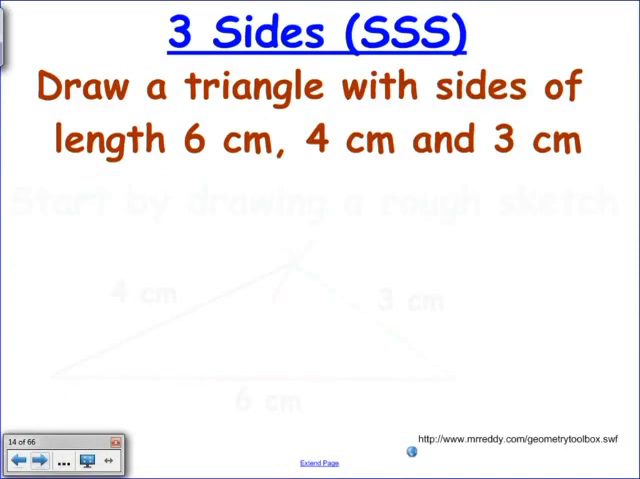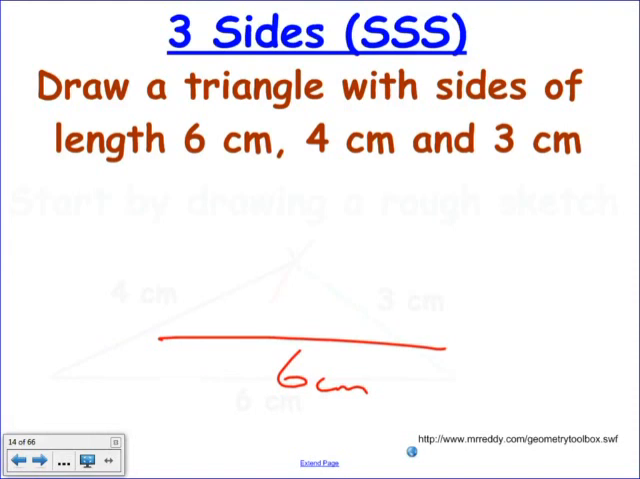So I've got to draw a triangle, 6, 4, 3. We'll do this together on the board. So what would I draw first? 6 centimetres. So let's draw a line of 6 centimetres. And then what would I do? You put 4 down first. But how am I going to put the 4 down? What am I going to do with the 4?